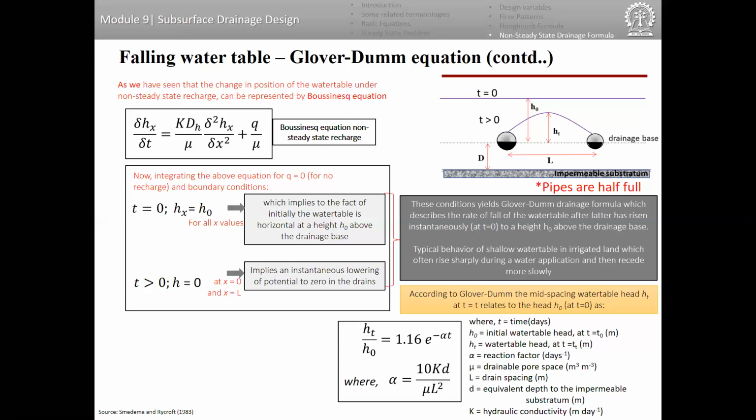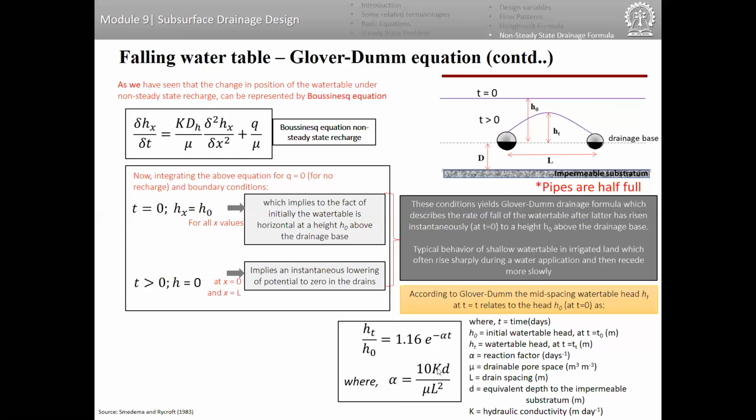Alpha is the reaction factor, which is the index of intensity with which the drain discharge rate responds to the change in recharge. Here, 1.16 is a term that represents the shape of the falling water table, which is a kind of fourth order parabola. To account for that, we have 1.16.